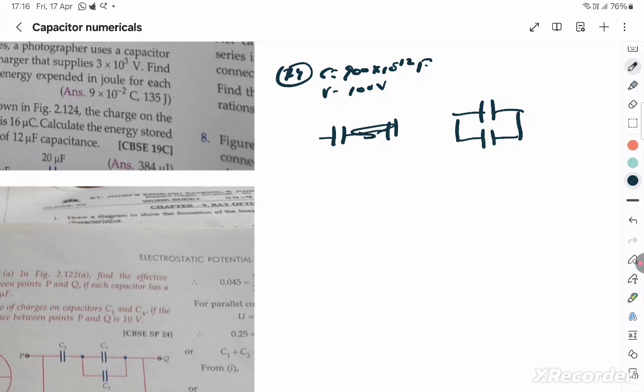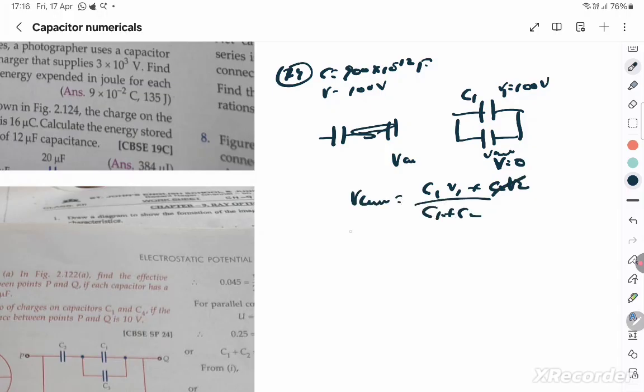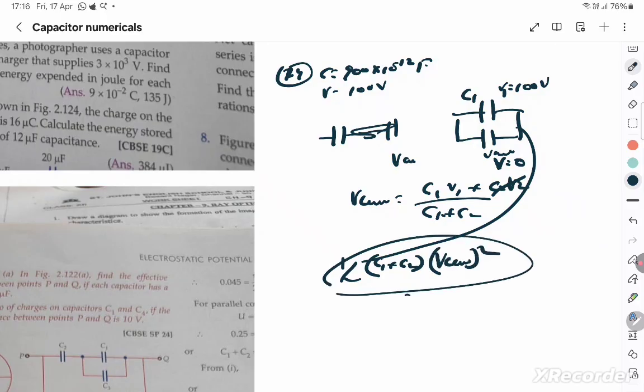You know that you're going to find C equivalent, and you have to find the V common potential. The same sum, C1 V1 plus C2 V2. This is uncharged, which means the potential V is equal to 0, and this has got potential as 100 volts. So you do C1 V1 plus C2 V2, which will become 0, by C1 plus C2, which will give you V common. Then you want to find the final energy, which is half into C1 plus C2, the equivalent capacitance, into V common the whole square, which will give you the total electrostatic energy stored in the capacitor. You can try this similar sum.